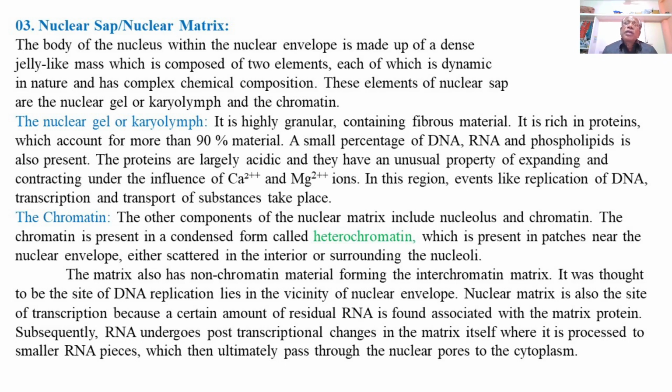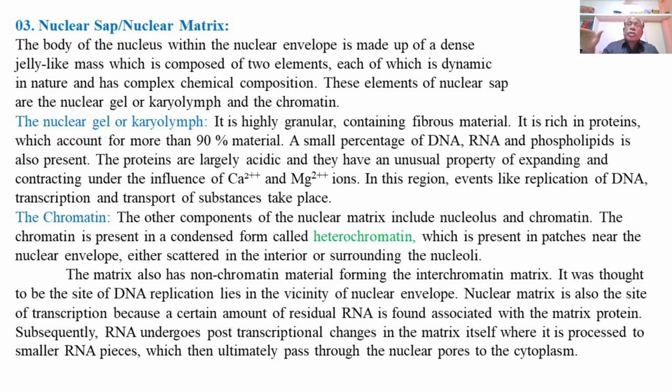protein synthesis. So different types of RNAs, for example, ribosomal RNA, transfer RNA, or mRNA, all the three types of RNAs are produced in the nucleus and are then sent to the cytoplasm for the process of protein synthesis. So RNAs undergo post-transcriptional changes subsequently.